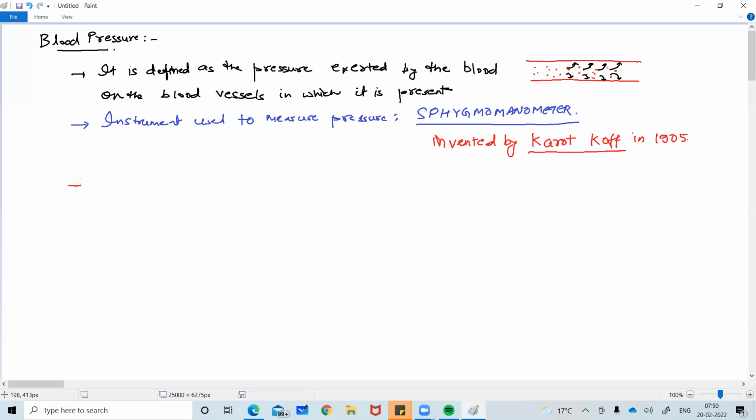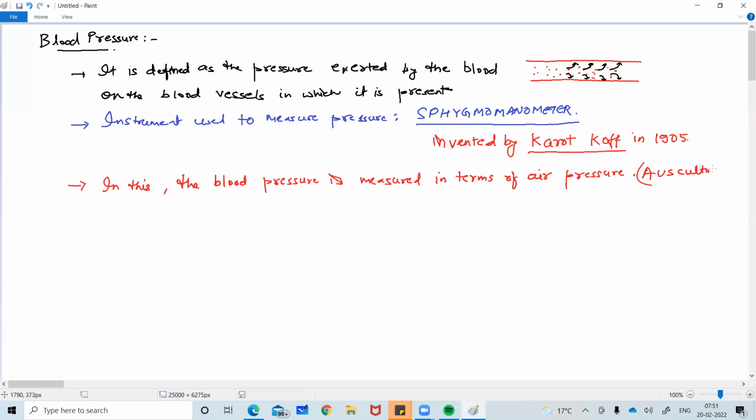So next point you can say that in this particular method, the blood pressure is measured in terms of air pressure, and there is a term given to this, osculatory method. And this is actually an indirect way of measuring the pressure.